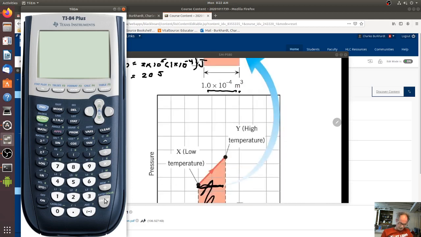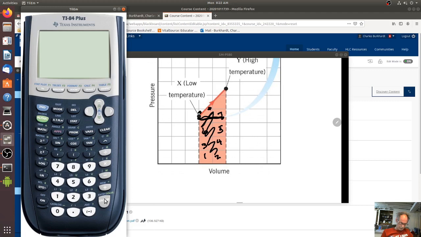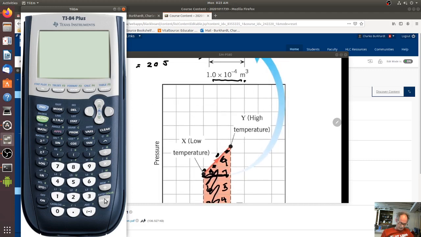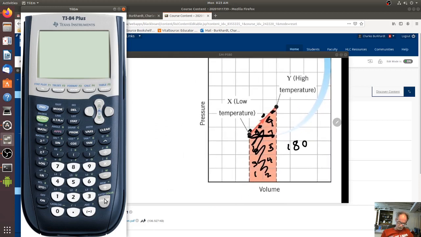Alright, so can I find out how many little squares are in this? 1, 2, 3, 4, 5, 6, 7. Well, this little piece is missing here, but it's kind of made up there. So that's 8. And this little piece is missing here, but it's kind of made up there. So that's 9. So it looks to me like I got about 9 little squares in there. And 9 times 20 is 180 joules.